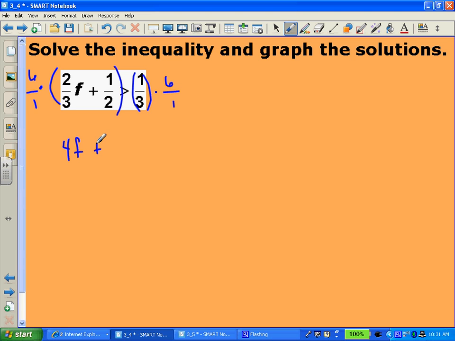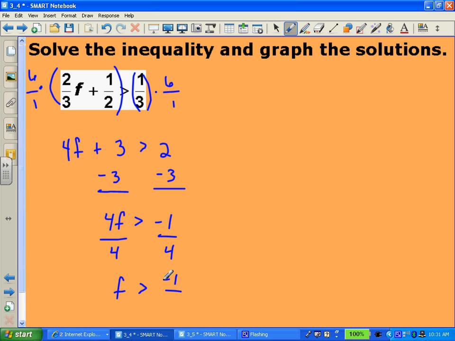So over here, 6 times 2/3 is 4. 6 times a half is 3. And 6 times a third is 2. Okay, so now I've gotten rid of all the fractions. I just have a 2-step equation. So the first thing I do is subtract 3. I get 4f greater than negative 1. And I got to divide by 4. F is greater than negative 1/4.